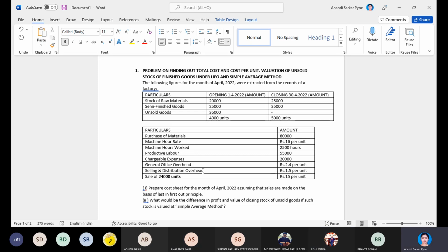It will not be included because you are not investing any further money into packaging or selling those units. You are investing only the amount required for selling and distributing the goods, and whatever expense you incur, you put into selling and distribution overhead. So the selling and distribution overhead is charged with respect to the sales unit. What is the sales unit over here?